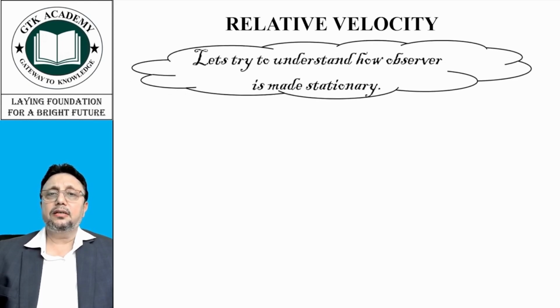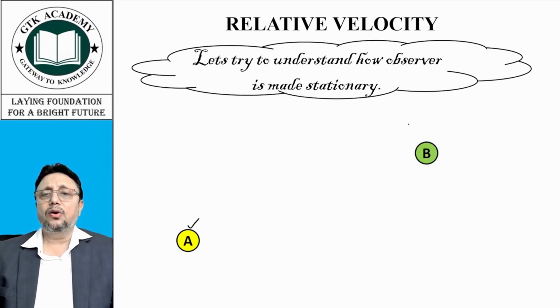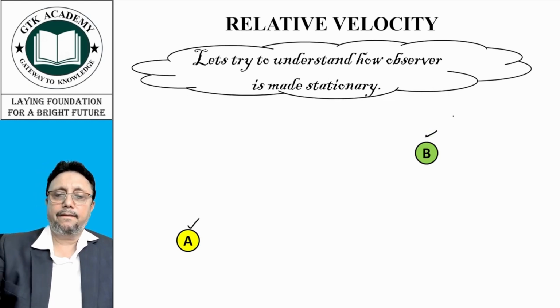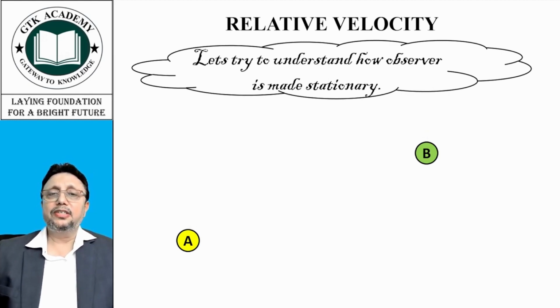Let's understand how the observer is made stationary. Suppose there are two objects, or you can say persons, who are right now in these places, standing and facing each other, A and B. Now if A is given a velocity V in this direction and B is also given the velocity of V in the same direction, the picture will not change, right? They will be in the same position.